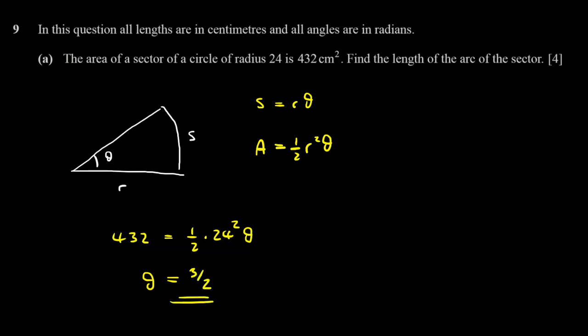Okay. How then are we going to find the length of the arc of the sector? Well, S is equal to r theta. Our radius is 24, and theta is now 3 upon 2. So if we multiply that out, that's going to give us 36. Okay, so 36 centimeters is the length of the arc of our sector.